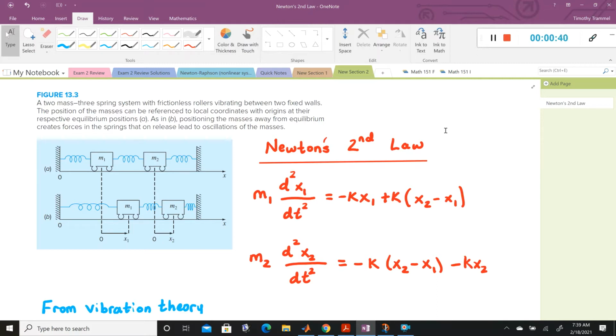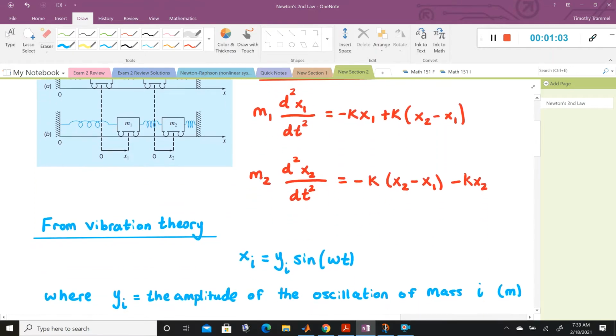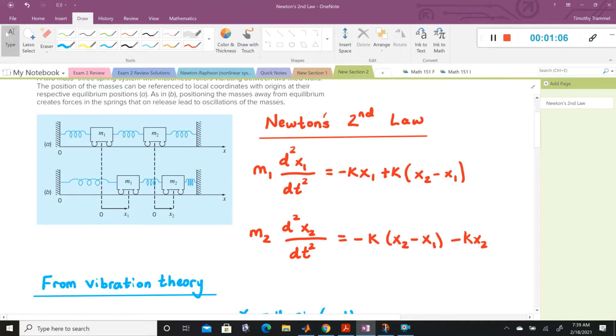So we have two blocks of mass M1 and M2, and the springs between them have spring constant K. And if we use Newton's second law of motion, we can set up these two equations here. These two differential equations. And I should also point out that x1 would be the displacement of mass 1, and x2 is the displacement of mass 2.